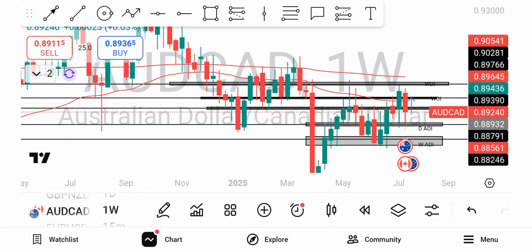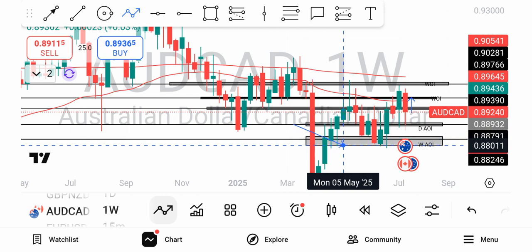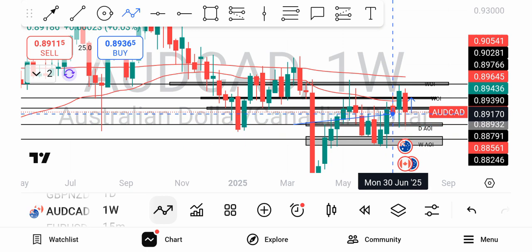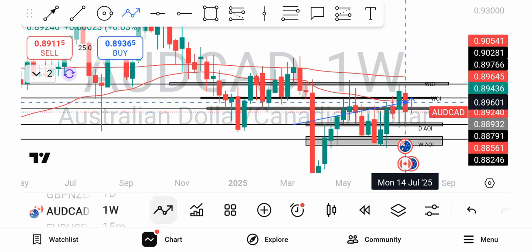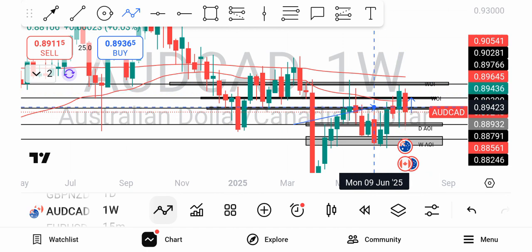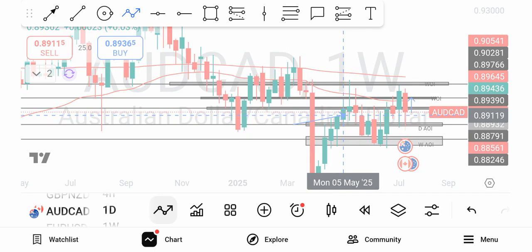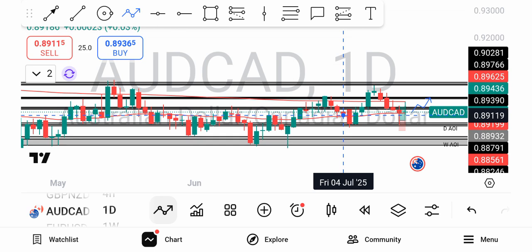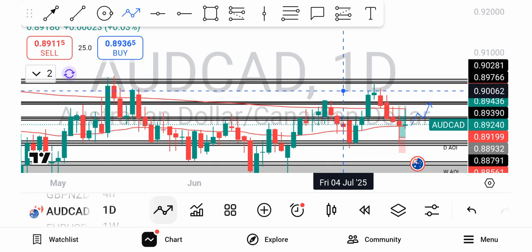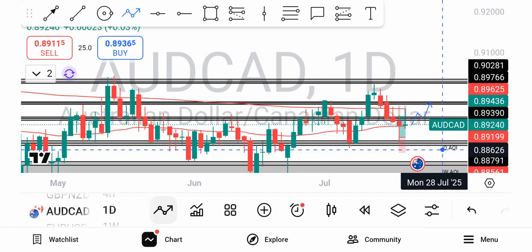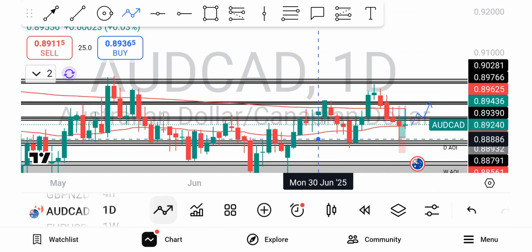I start drawing, just to make this video short. As you can see, this is a weekly area of interest I indicated there, another weekly area of interest, and then another one, and then that one, and then I move on to the daily, just to make sure that I have areas of interest on the daily as well. As you can see here, I've indicated the area of interest. This is a daily area of interest.